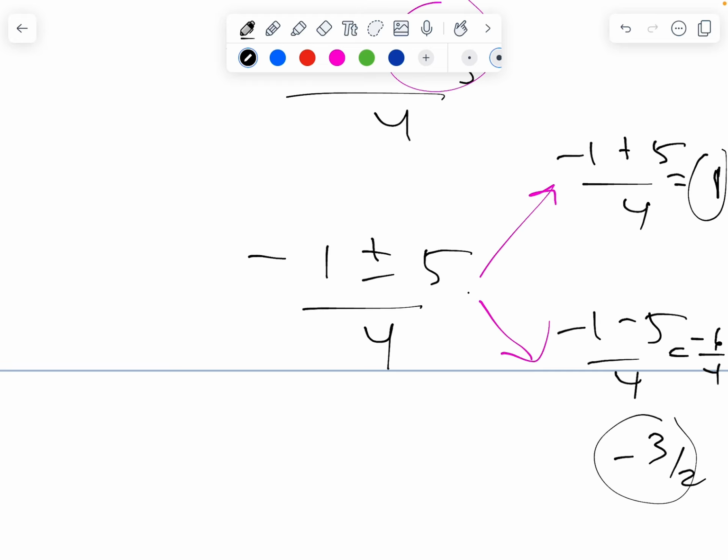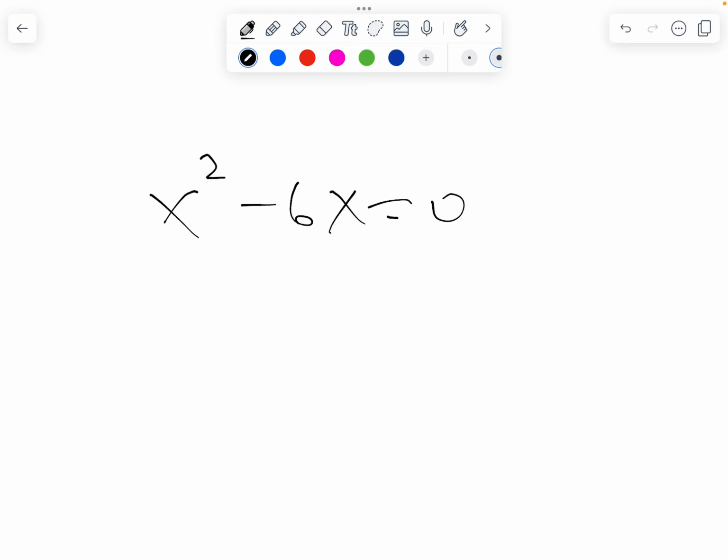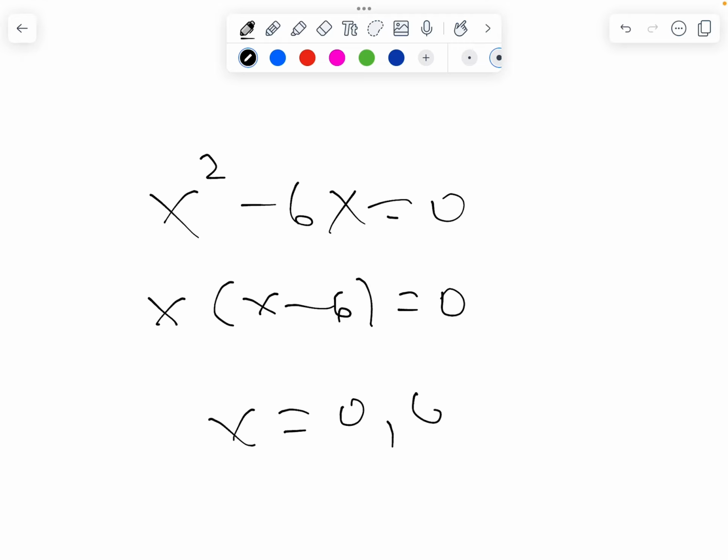Okay, let's go into the bottom ones. The bottom ones are really easy. Bottom ones, you have x squared minus 6x equals 0. And the key for these ones is to factor. Now, factoring is going to look a little bit different than other factoring because this one doesn't have a constant term. So this one, all you do is you take out a GCF, and your answers are 0 and 6.